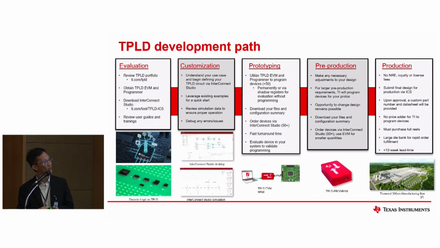Then we move on to the pre-production, right? Again, we can still make a lot of adjustments to your programming, and you're still able to make changes on the prototype. So when it comes to the production, when you find us having the design, we will actually help you to do the production in a way that we also help you to program, and we don't charge you any adder, right? So there's no NRE involved, no licensing fee, and there's no programming cost, right? So these are the simple 5 steps from nothing to something from the TPLD, right?